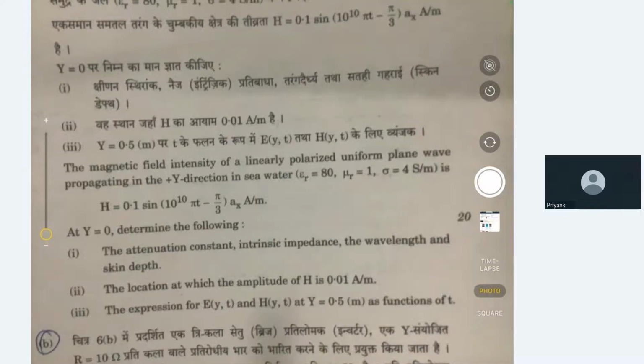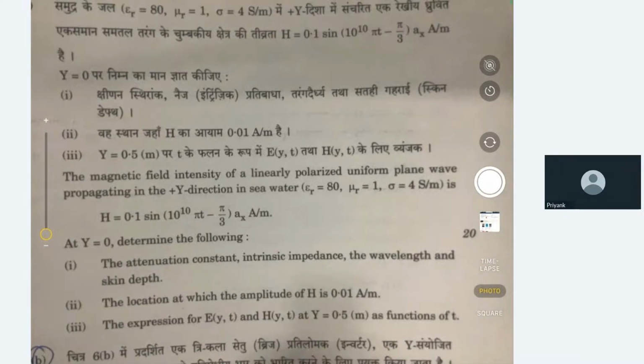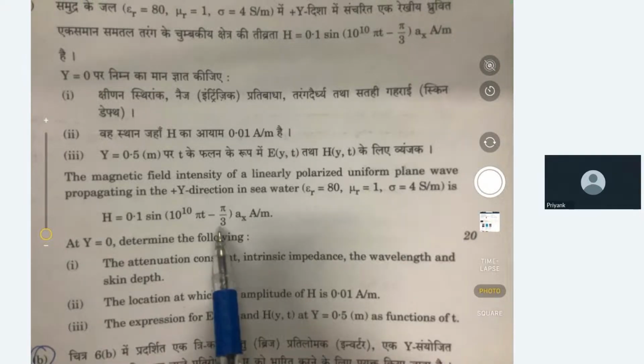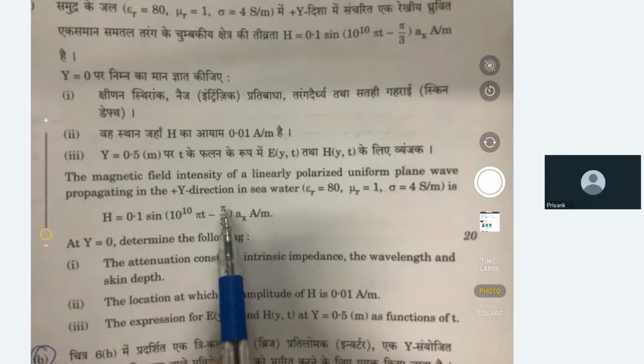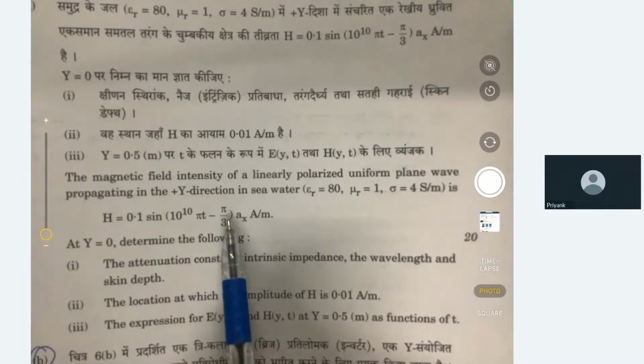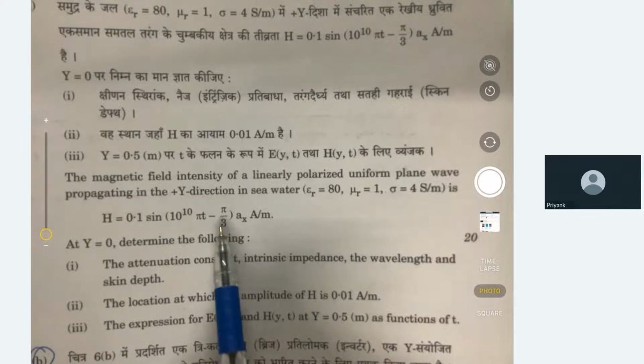This question, it is written, is for 20 marks. It is written: magnetic field intensity of a linearly polarized uniform plane wave propagating in bi-direction in seawater is this value. So the value given here, perhaps it is at y is equal to 0. And this pi/3, actually I thought they had forgotten to write beta, but it is not so, as far as I now realize. It is actually a phase value, an offset phase, which is given here, pi/3.